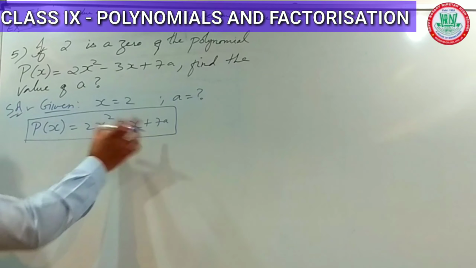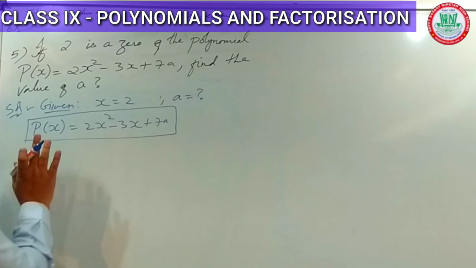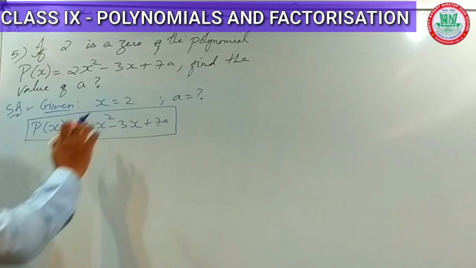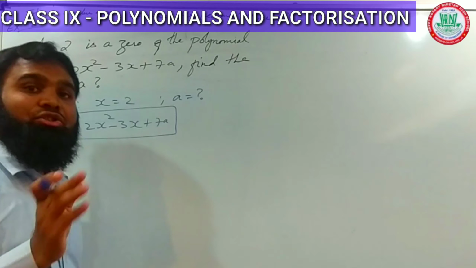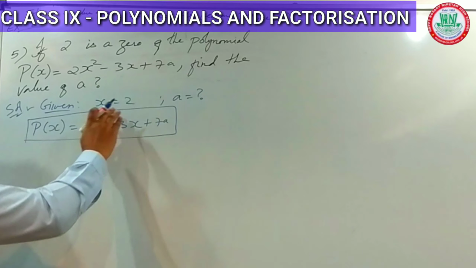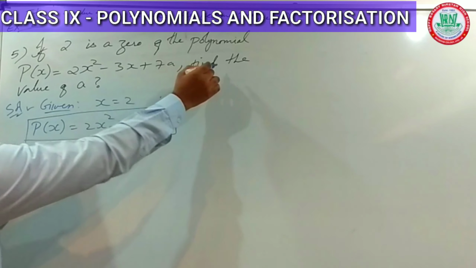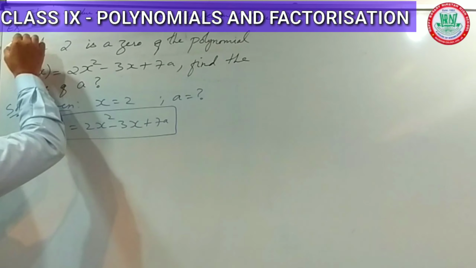We need to find the value of a, because the x value is given as 2. In the earlier problem we found the x value, but here we are finding the a value, as mentioned in the question. This is a very important question, very important.